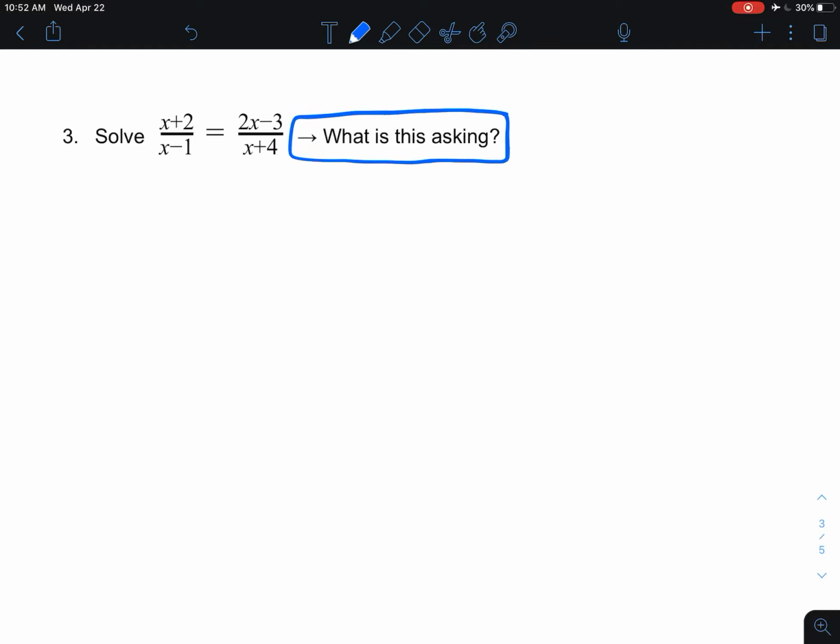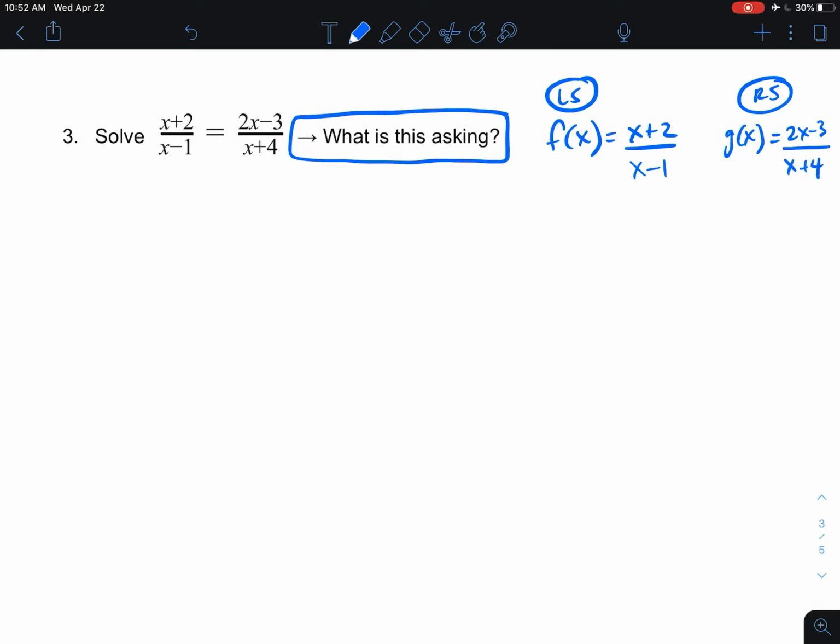Totally. It's also asking where this function, the left-sided function (x plus 2) over (x minus 1), is equal to the right-sided function. So where is this equal to (2x minus 3) over (x plus 4)? So we're talking about points of intersection. That's really what this is asking us about.